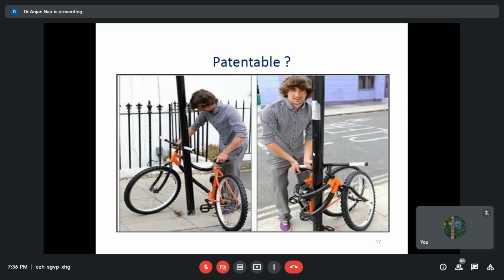Patentable, sir. So there is a novelty component, right? Yes. Second is inventive, or non-obvious. I'm 100% sure none of us might have thought about this idea.